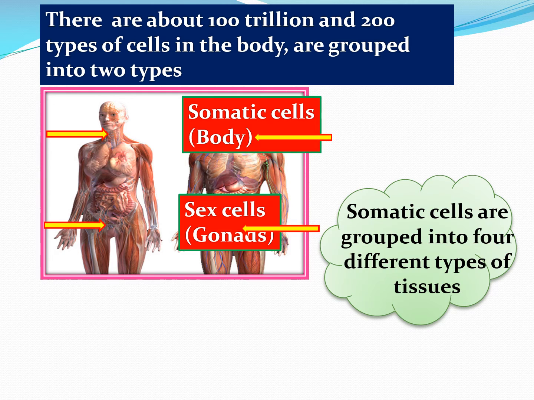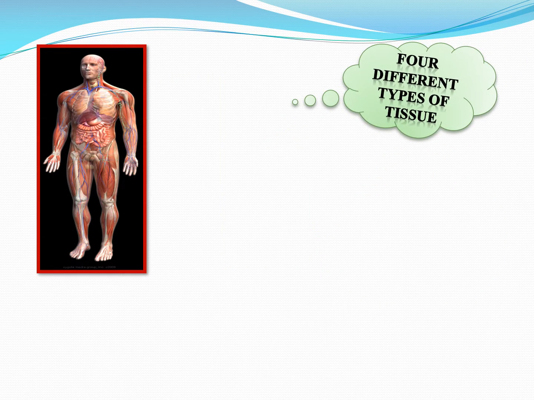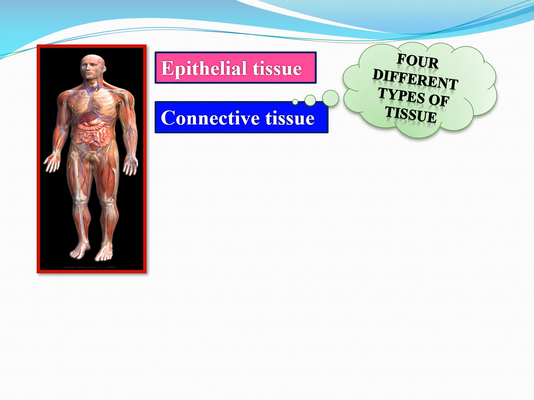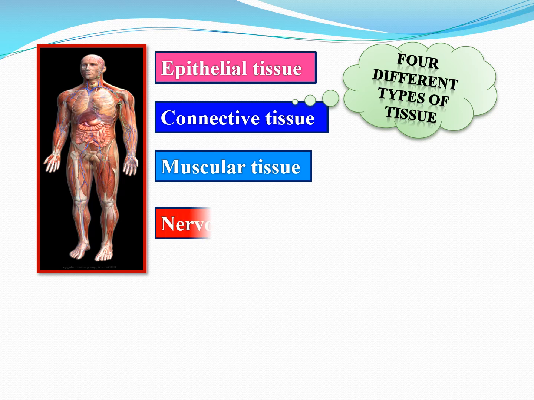So somatic cells are grouped into 4 different types of tissues. So what are those 4 different types of tissues? Those are epithelial tissue, connective tissue, muscular tissue and nervous tissue.